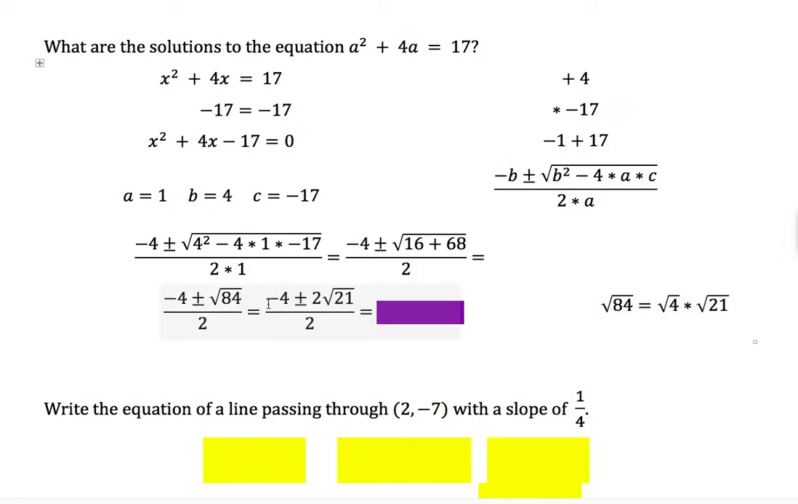So we can change this to be -4 plus or minus 2 times the square root of 21 divided by 2. And all my whole numbers are divisible by 2. So -4 divided by 2 is -2. And then 2 divided by 2 is 1. So I'm left with -2 plus or minus the square root of 21.